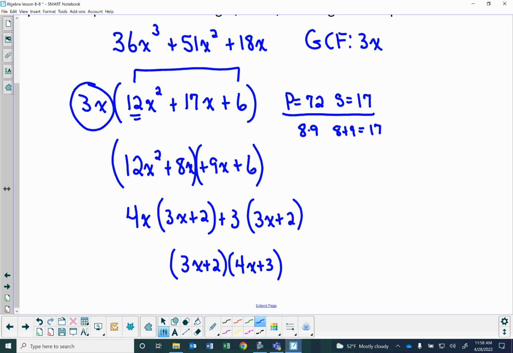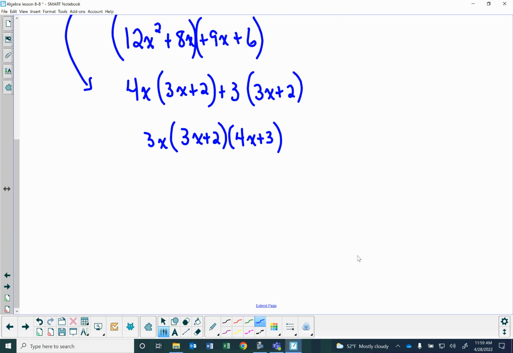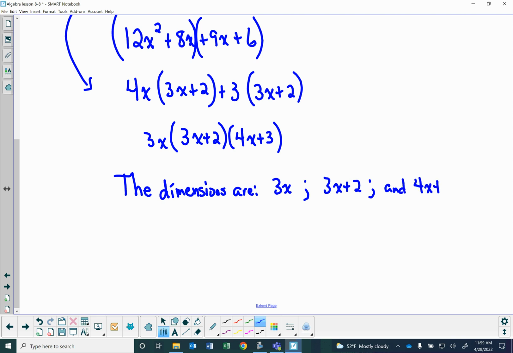don't forget the GCF. We have to put that down there, which is important because this is a word problem and asked us to find the 3 dimensions. If we didn't have the greatest common factor, we would only have 2 of the possible dimensions instead of 3. So the dimensions are 3x, 3x plus 2, and 4x plus 3. Those are the possible dimensions of your polynomial.